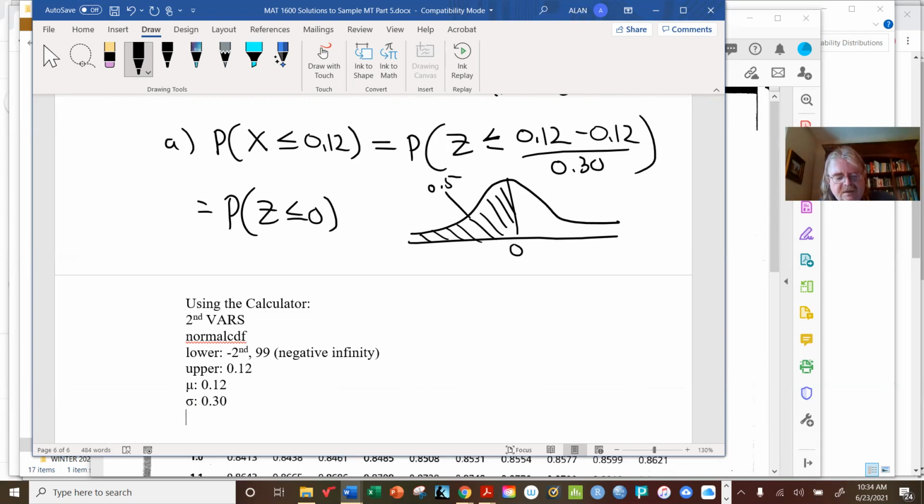So we're going from negative infinity to 0.12. And it's 0.5. Now you notice that there's a very slight rounding. This time, for some reason, it's rounded in the other direction. It's like a bunch of zeros and then a 5. So we'll just call that 0.5.